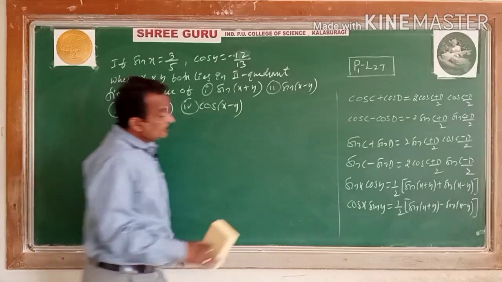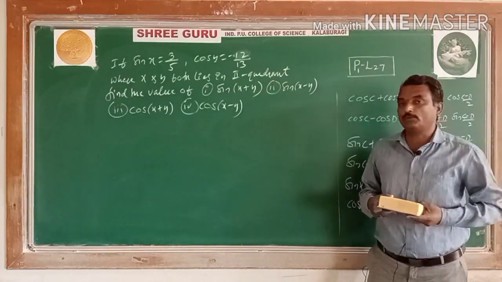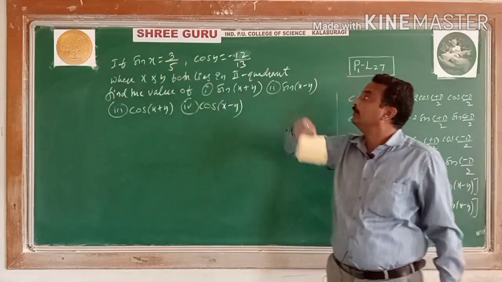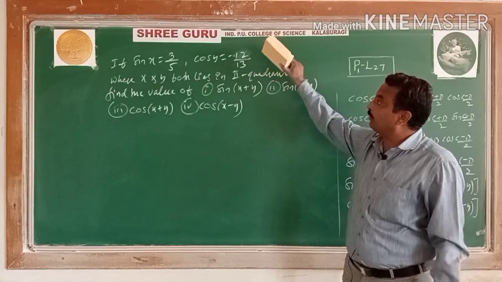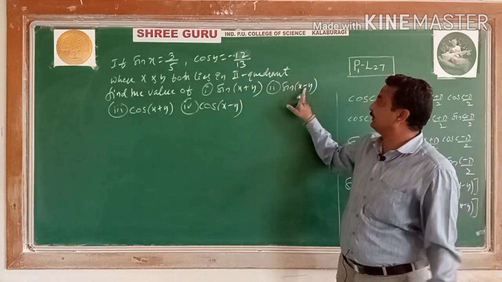Let us see, students. What is given? First try to understand the given question. Sin x is given. How much is it? 3 by 5. Cos y is given. You have to find the sum of x and y, the difference of x and y.